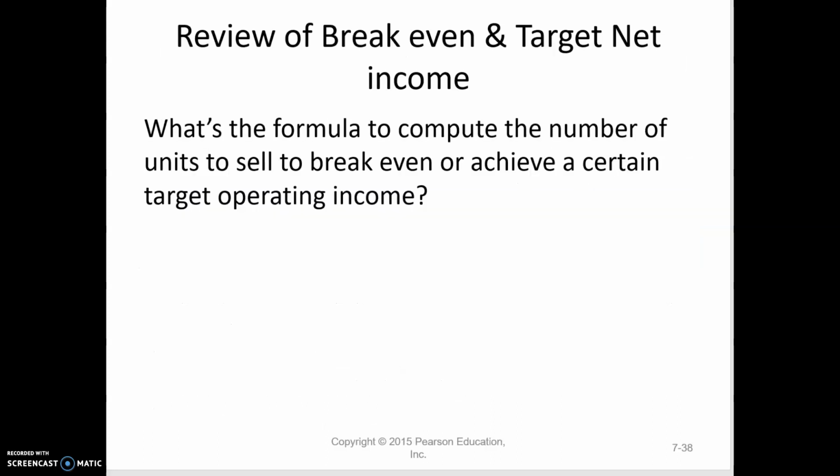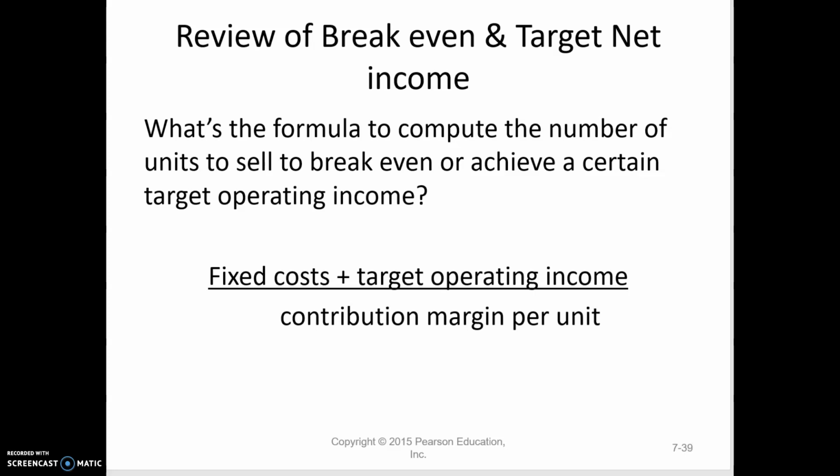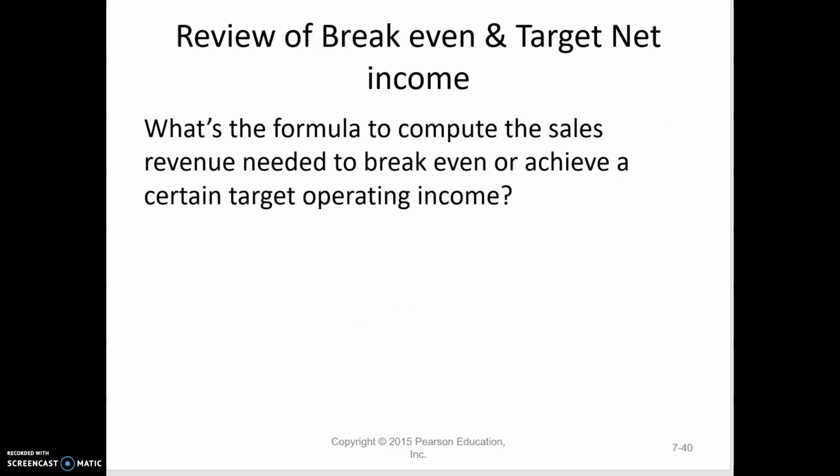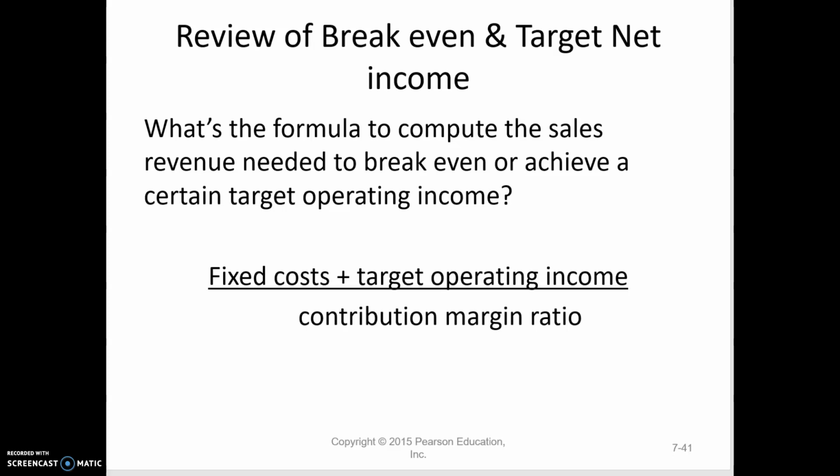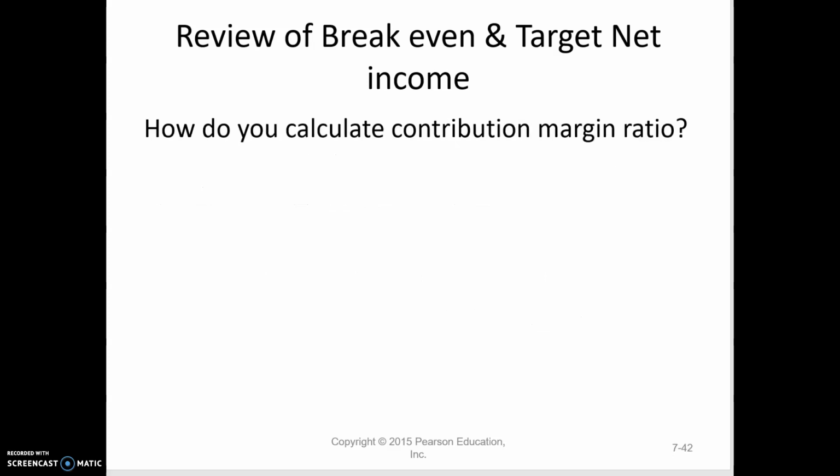Okay, so just to review, what's the formula to compute the number of units to sell to break even or achieve a certain target operating income? Our formula is fixed costs plus target operating income divided by contribution margin per unit. What's the formula to compute the sales revenue needed to break even or achieve a target operating income? Fixed costs plus a target operating income divided by contribution margin ratio. How do you calculate the contribution margin ratio? Contribution margin divided by revenue.